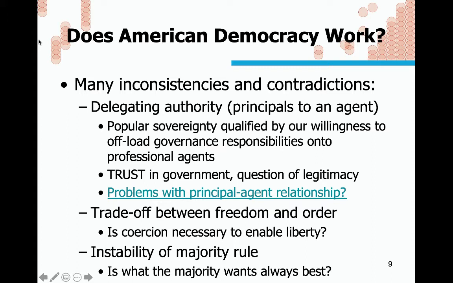Are there problems with this principal-agent relationship? In theory, we elect people to represent us. We would want those people to be like us.